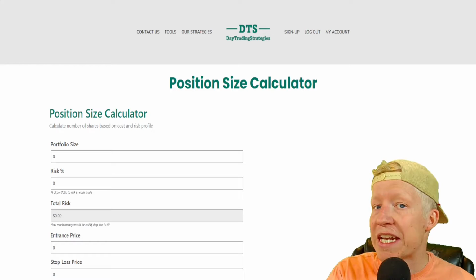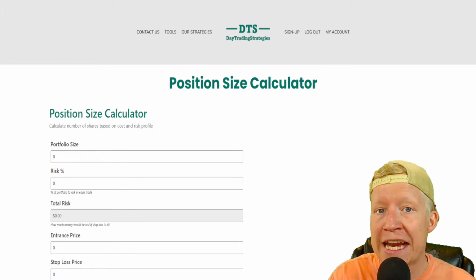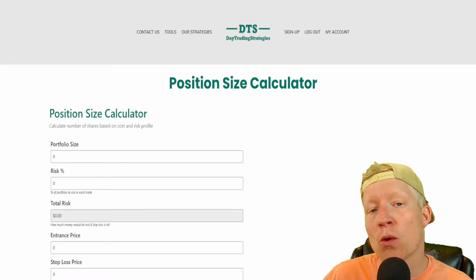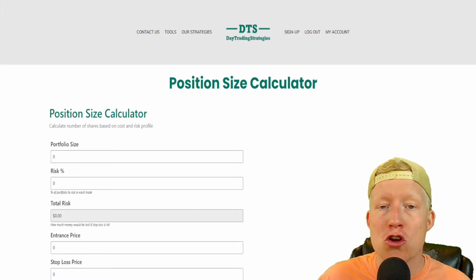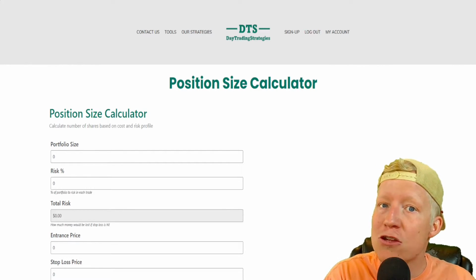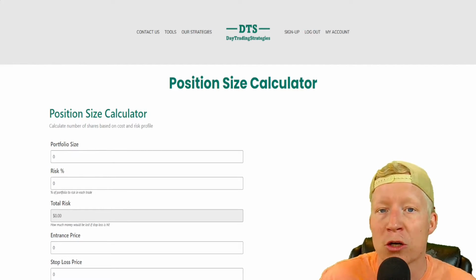The next tool is one that is very useful, and I think one you're going to want to use before you enter any trade in the future, and that is a position size calculator. You want to make sure that you understand how much money you are willing to lose in a trade and that you size appropriately according to how much risk you want built into the trade.